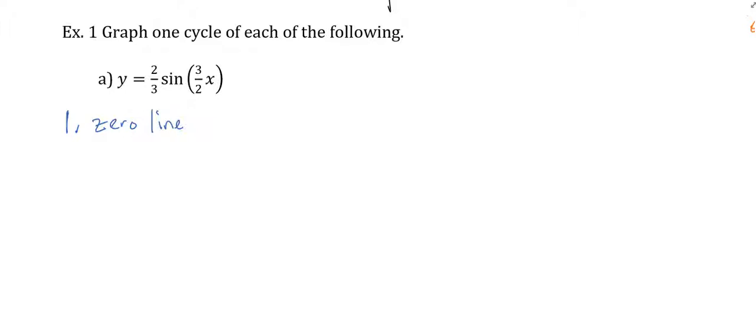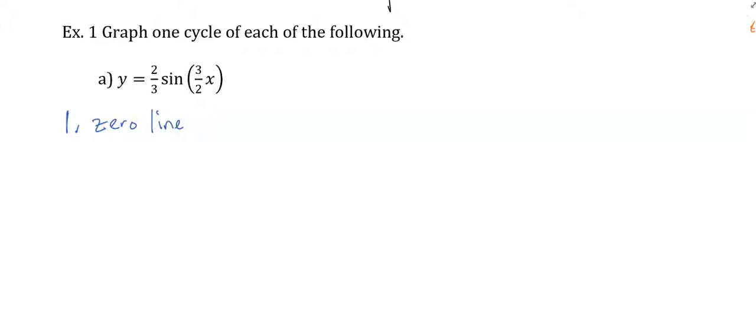The 0 line, what is the 0 line in this case? 0. How did you get that? Because there's no d value. So the d value would be right here, plus d, but it's plus 0. So you're absolutely correct.